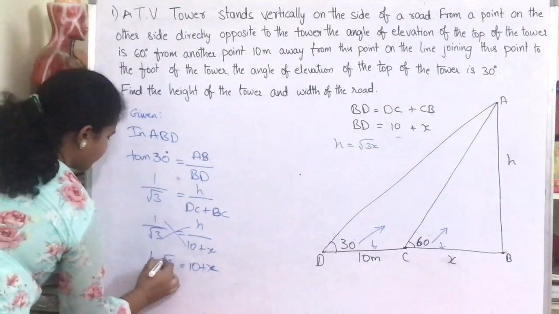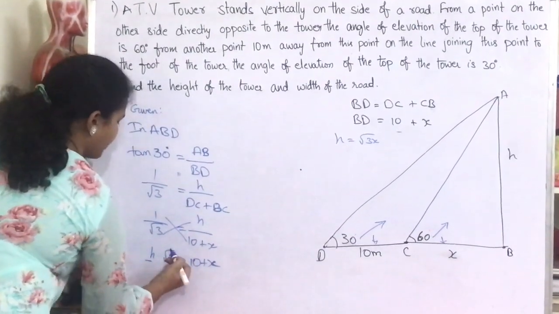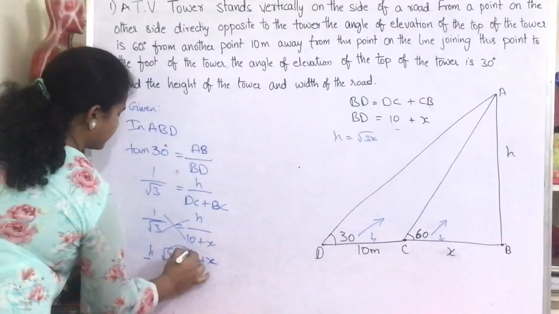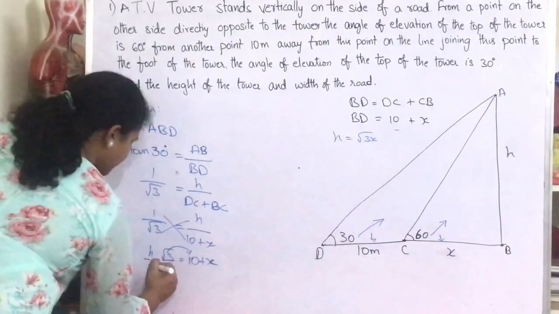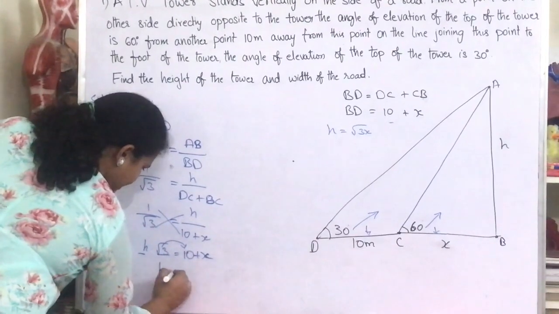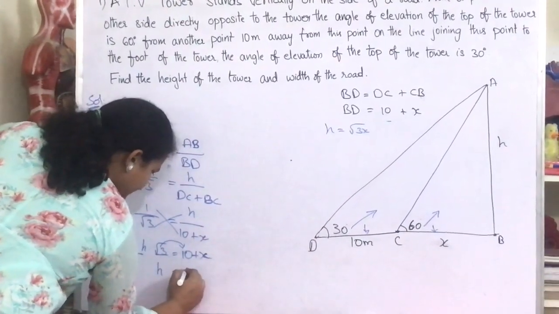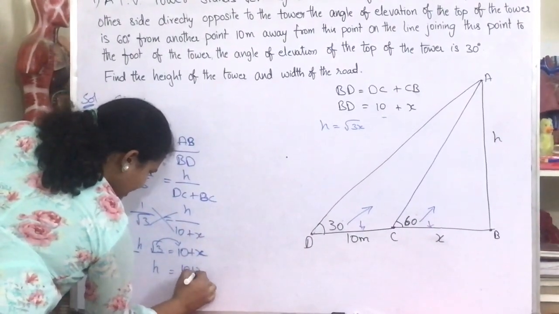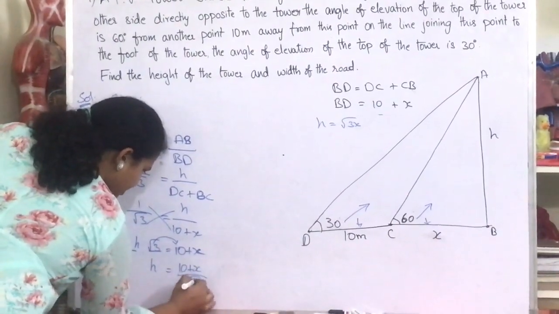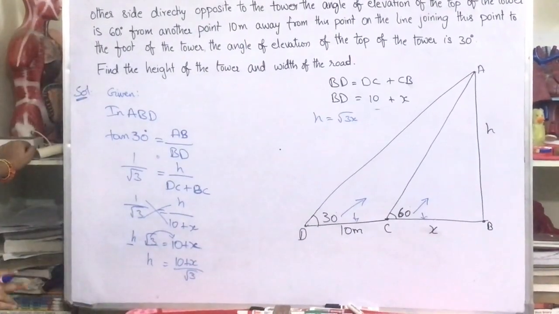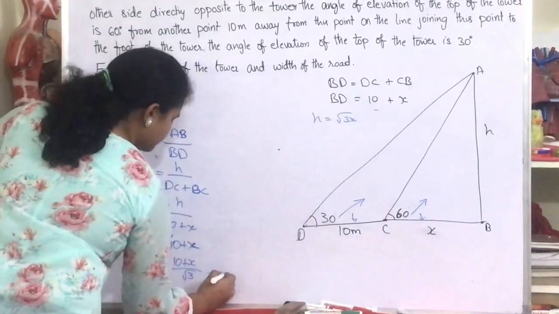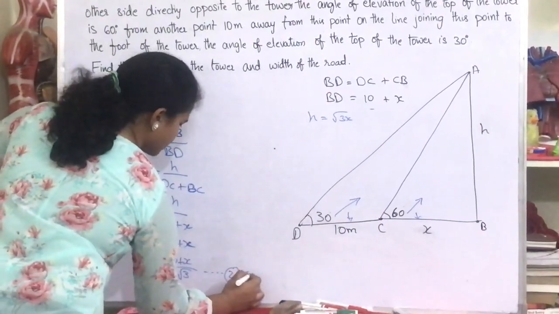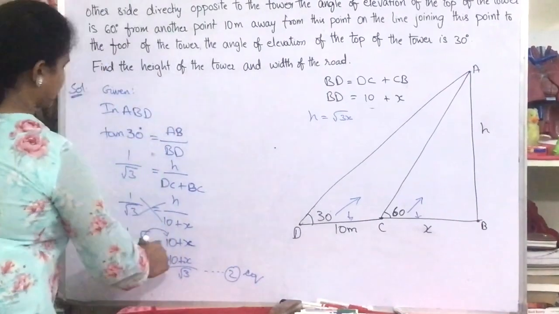I need the value of h. So by taking this root 3 to the other side, multiplication turns into division form. So here h equals 10 plus x by root 3. Clear? So now let this be the second equation.